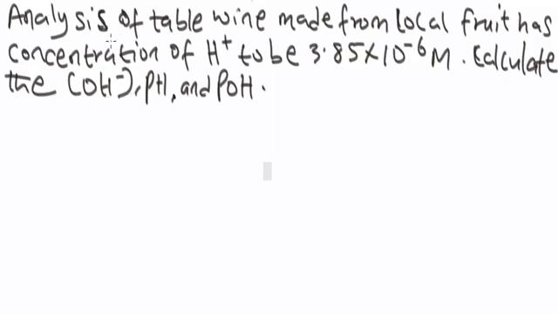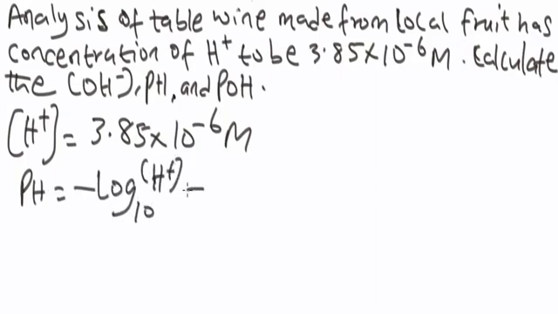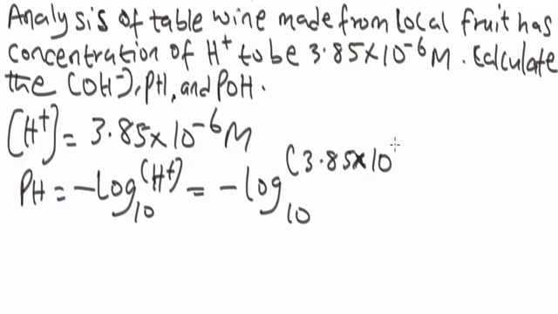Okay, let's look at this problem. It says analysis of a sample made from local foods has a concentration of hydrogen ion to be this value. Calculate the pH and pOH of the solution, and the hydroxyl ion concentration. So since we have our hydrogen ion to be 3.85 times 10 to the power minus 6 mole, then the pH equals negative log to the base 10 of this hydrogen ion concentration. So it's going to be negative log to the base 10 of 3.85 times 10 to the power minus 6.